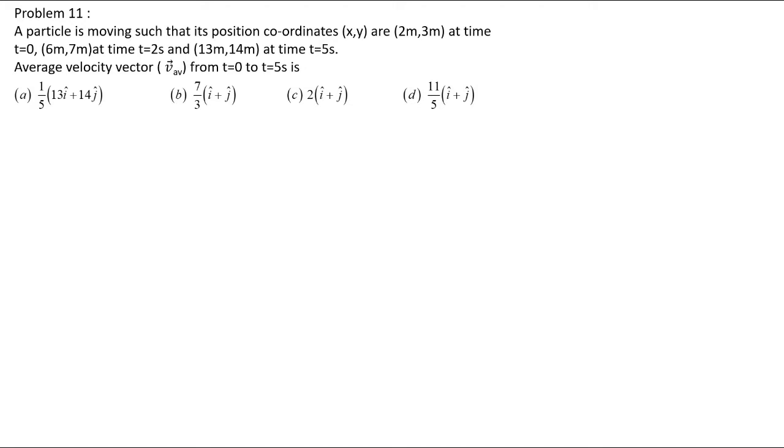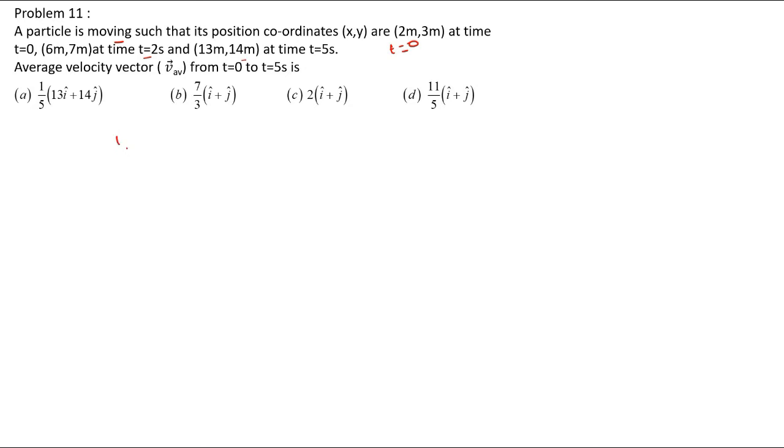Now let us look into the solution. A particle is moving. In what way is it moving? When time t is 0, its position is given as 2 meter comma 3 meter. Then 6 meter comma 7 meter at time t equal to 2 seconds, and 13 meter comma 14 meter at time t equal to 5 seconds, right? Average velocity vector is required.